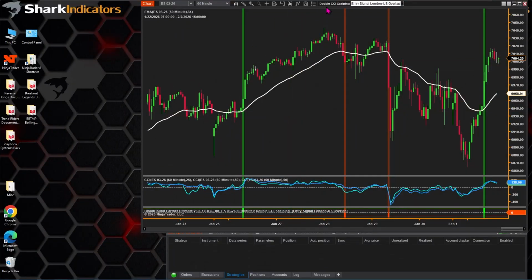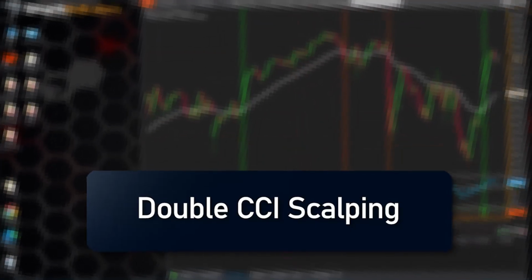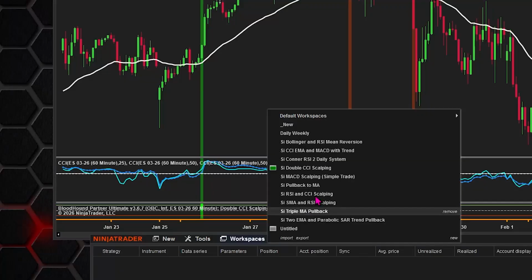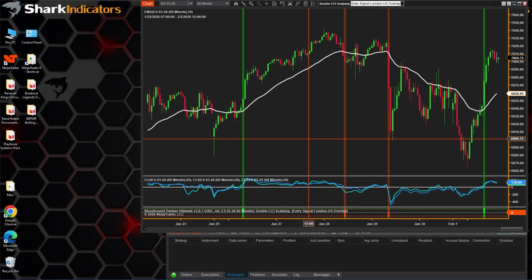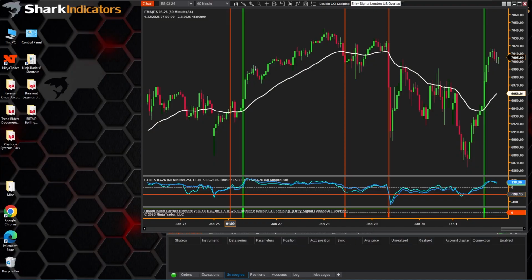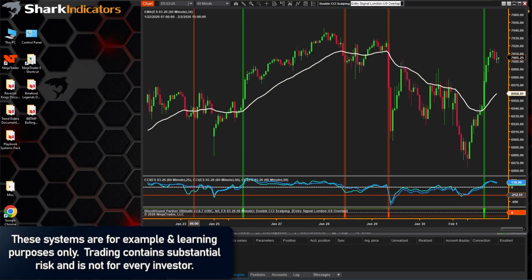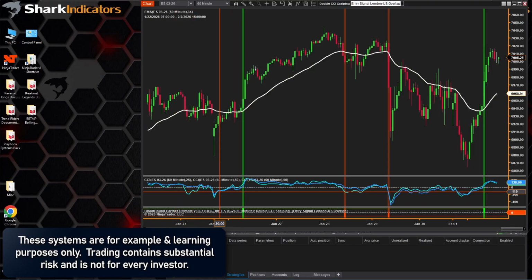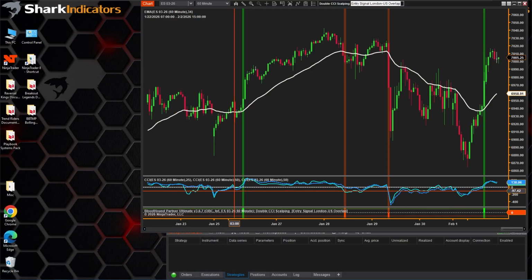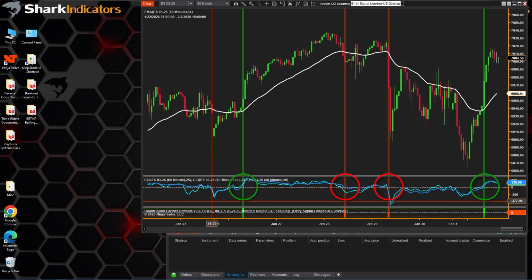This video is for the double CCI scalping system. You'll find it in your workspaces listed under SI double CCI scalping. This uses two separate CCIs, both of moderate speed, but one a little faster than the other. The goal is to find when the market does make those strong momentum moves, thus forcing both CCIs to cross the zero line at the same time.